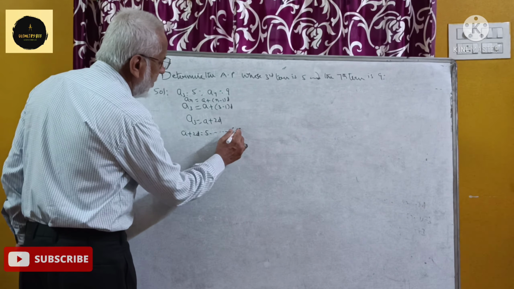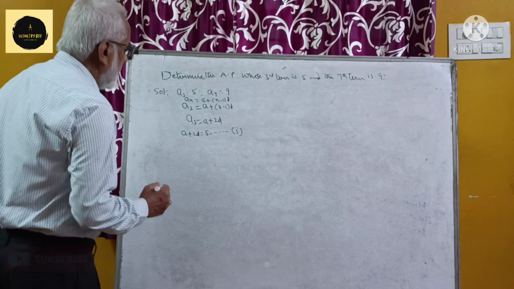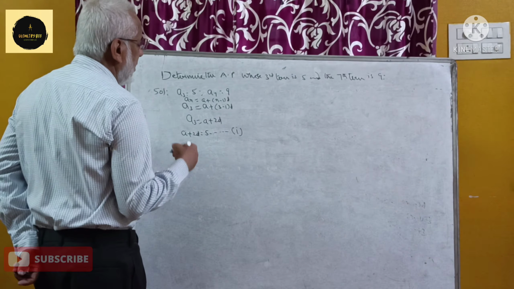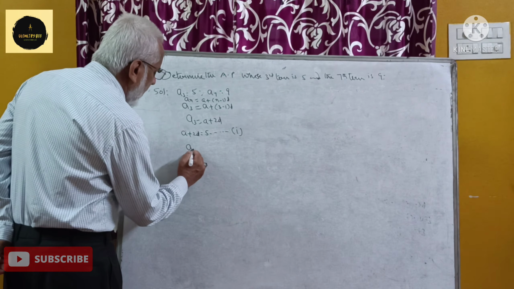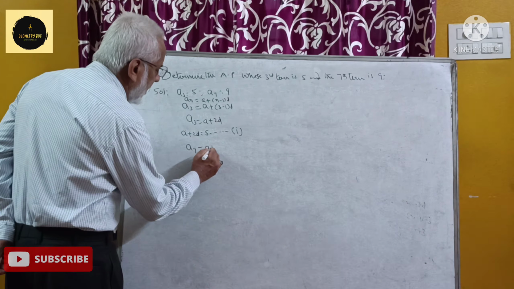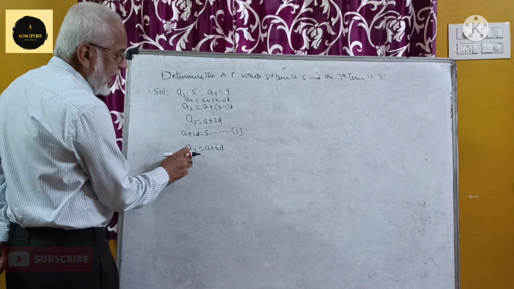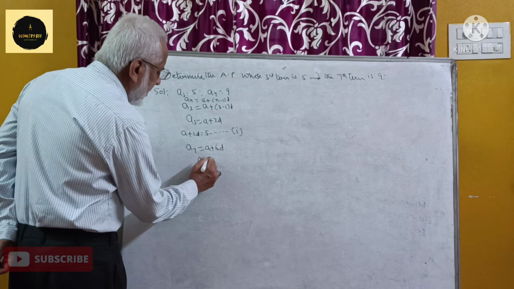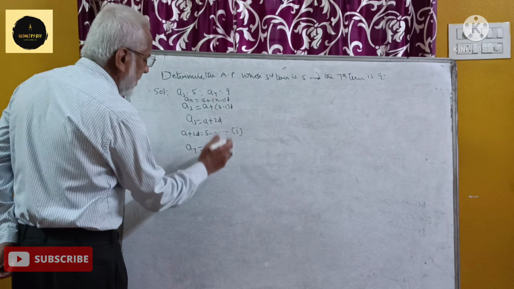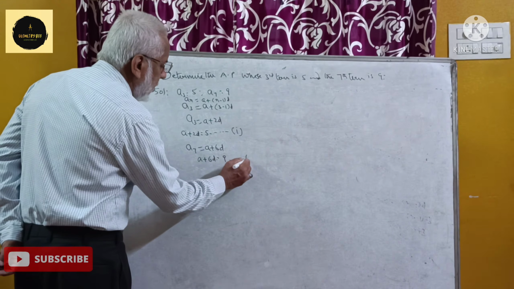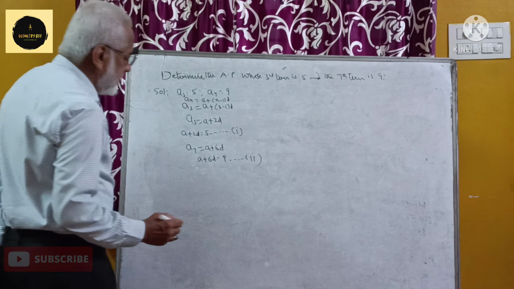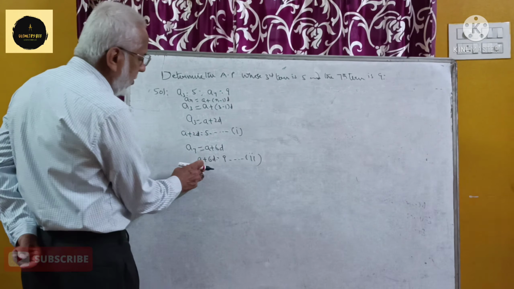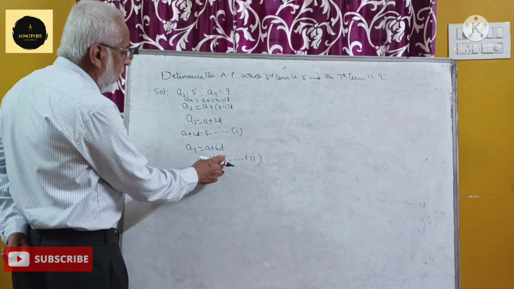Then come to the second one, A7. I don't want to repeat the formula an is a plus n minus 1 d, it is understood. A7 I can write directly: A7 is equal to a plus 6d, because 7 minus 1 is 6. What is the value of A7? 9. So a plus 6d is equal to 9. Call this equation number 2. Now you have to solve just like simultaneous equations. Equation number 2 is a plus 6d is equal to 9. Equation number 1 is a plus 2d is equal to 5.